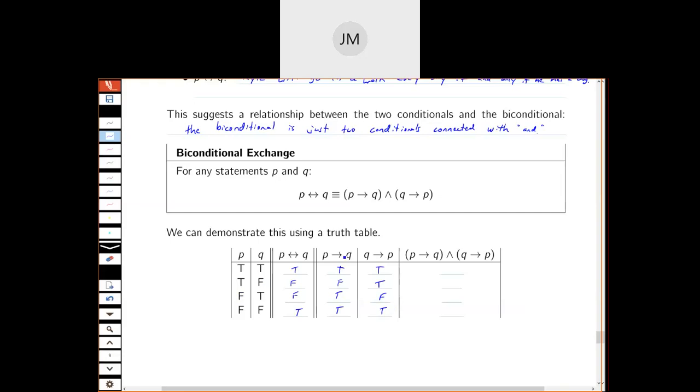Now let's take these two columns and join them with an and. When they're both true, the and statement is true. If I have at least one false, the and statement is false. Here they're both true, so the and statement is true. So you can see with our truth table that P if and only if Q really is logically equivalent to if P then Q and if Q then P. Or another way of saying it would be if P then Q and P only if Q. So we get the if and only if.